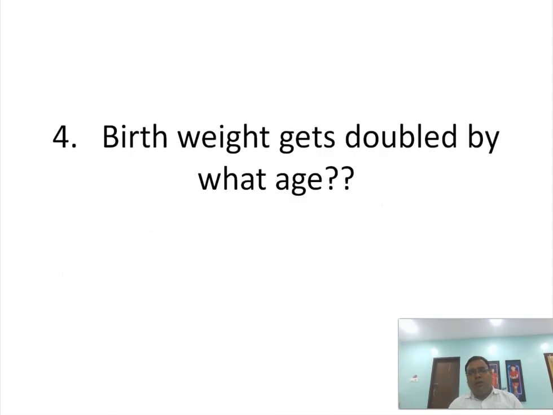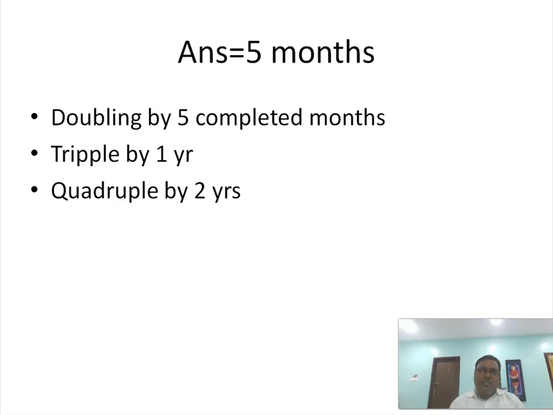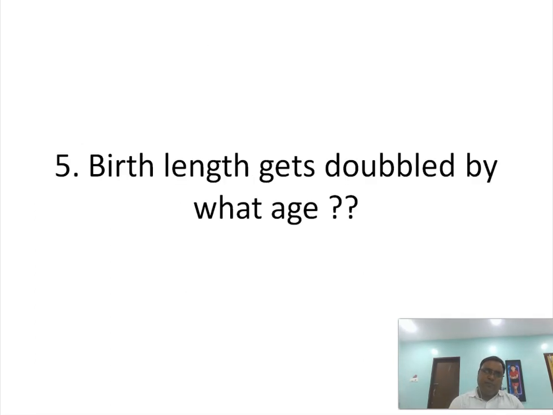Birth weight gets doubled by what age? The answer is 5 completed months. Suppose the baby weight is 3 kg, the baby will achieve a weight of 6 kg by the end of 5 months. So by the end of 5 completed months, the birth weight will be doubled. Similarly, a question may be asked: by 1 year, the birth weight will be tripled, and quadrupled, 4 times, by the end of 2 years.